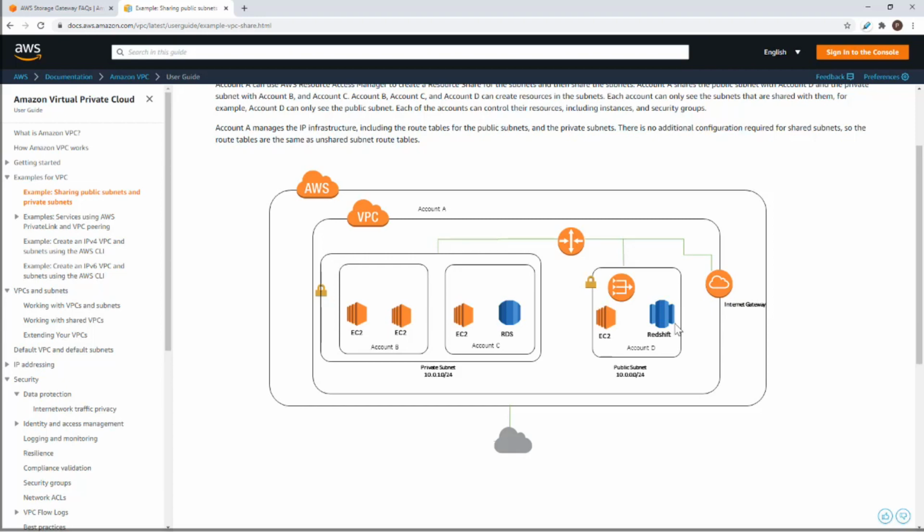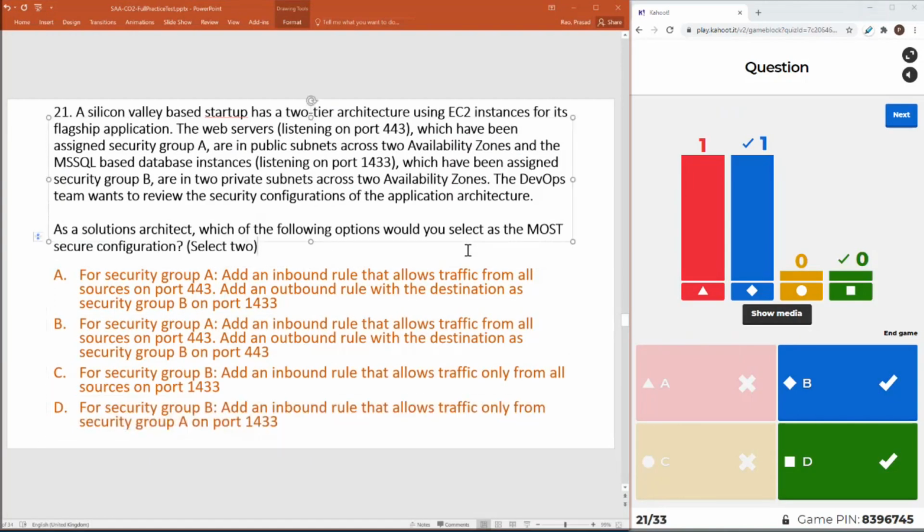So if you have that mental picture of what resources are in which subnet and which port needs to be open where, then you should be able to quickly reflect and map it to the options. And it will not take you time to map it to the options.